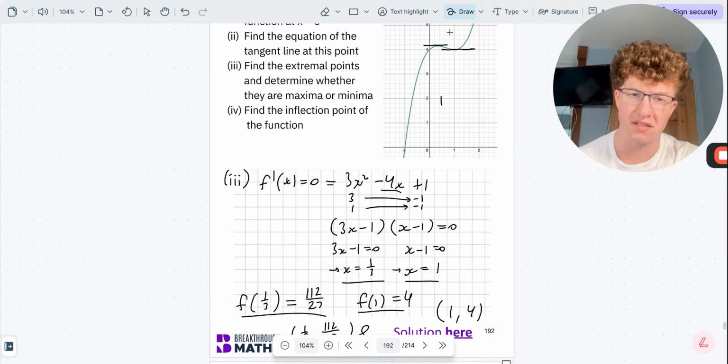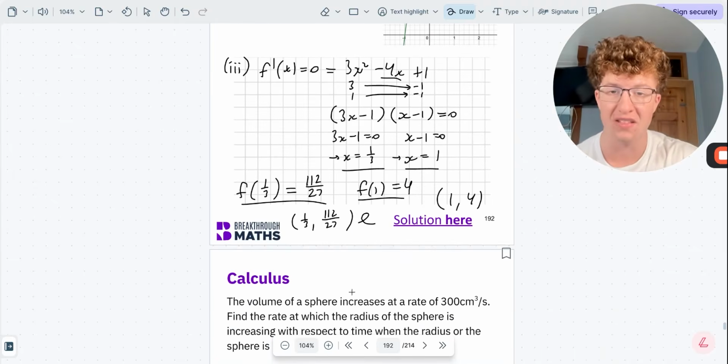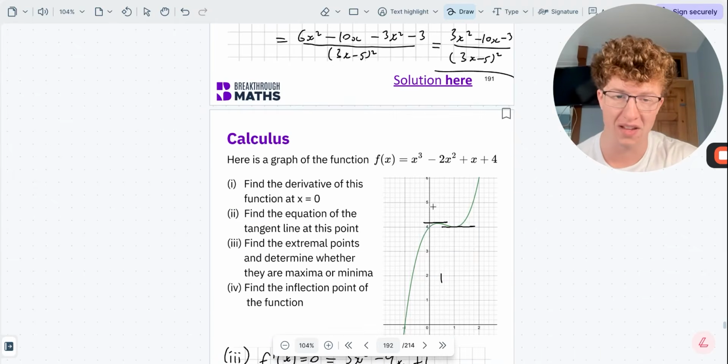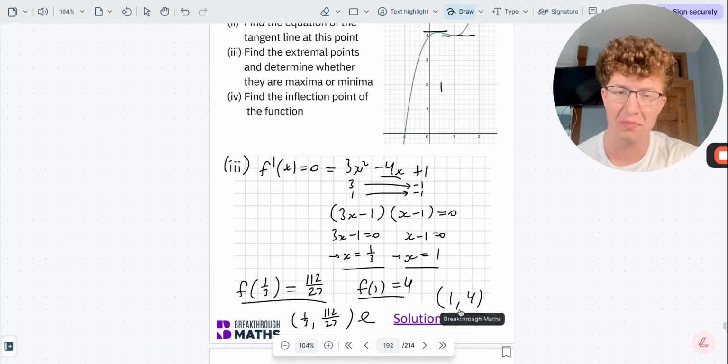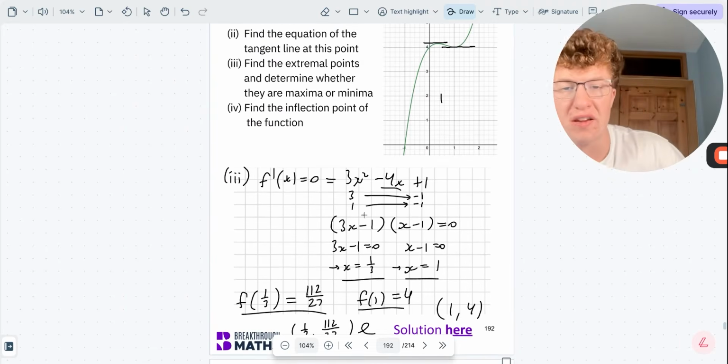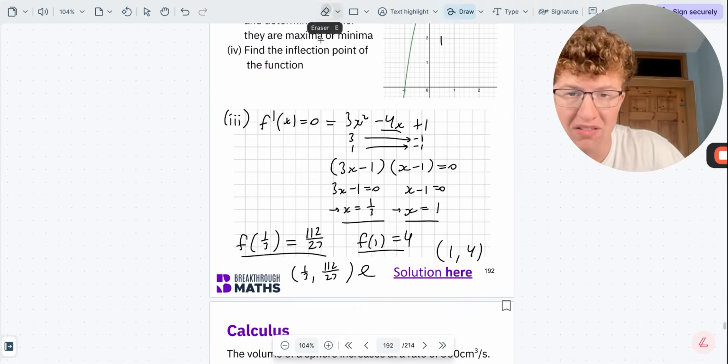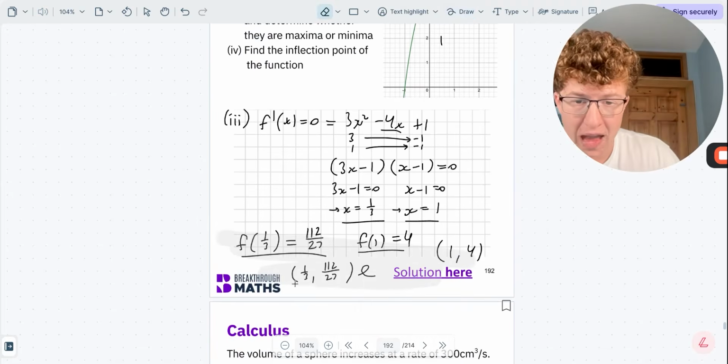And obviously we could see that with the graph that this guy here is going to be the maximum and this guy here on the right is going to be the minimum. But we can show that using differentiation as well. So I'm going to rub this out temporarily. And I'm going to show you.